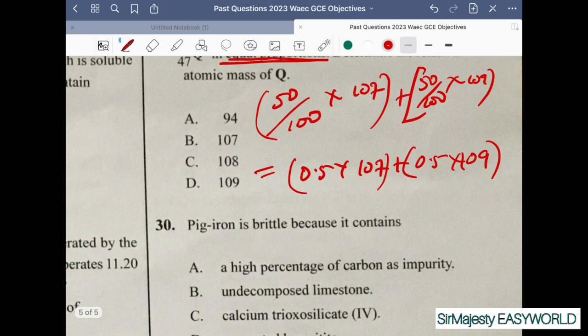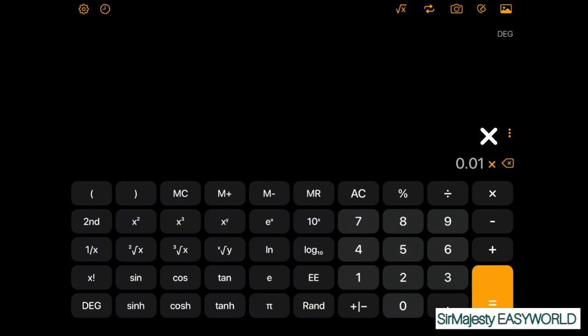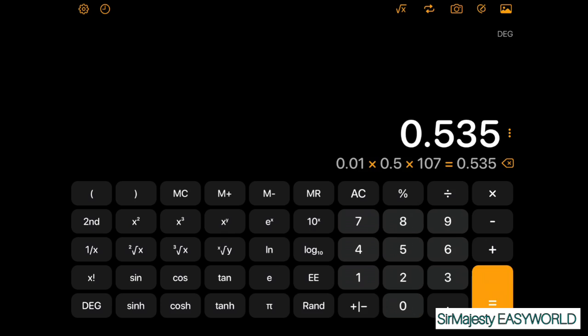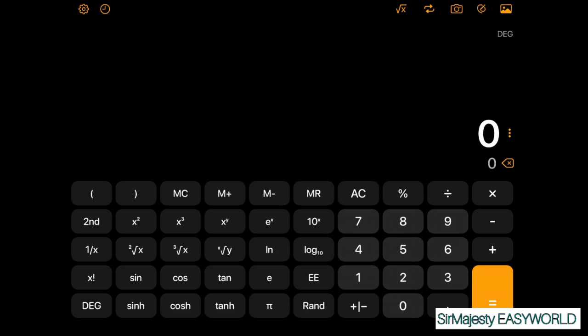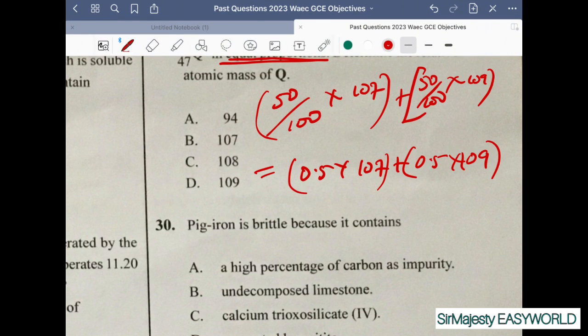Okay, so to make it faster for us, we just go to the calculator section. We have 0.5 times 107. Oh, I didn't clear what is there. 0.5 times 107 is equal to 53.5. Bear it in mind, 53.5. Therefore, we have here 53.5, then 0.5 times 109, then plus 53.5, which will give you 108. So 108 is option C.